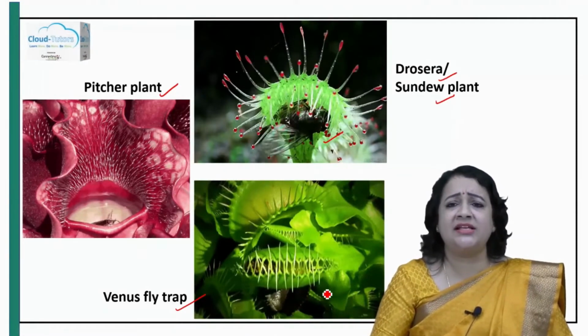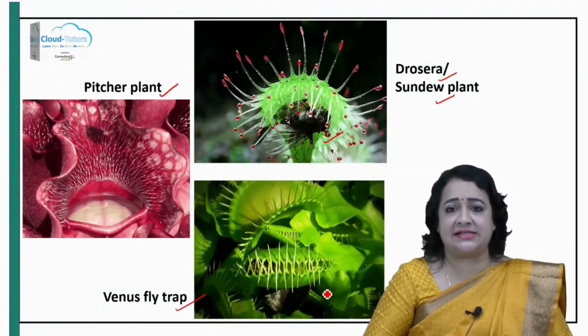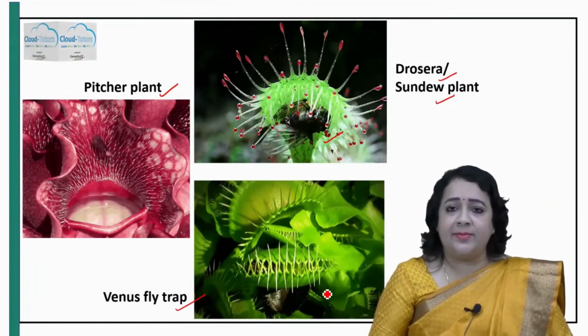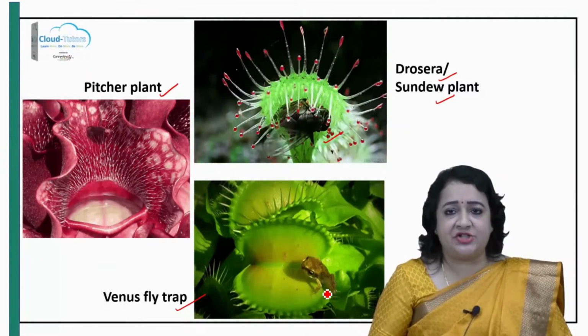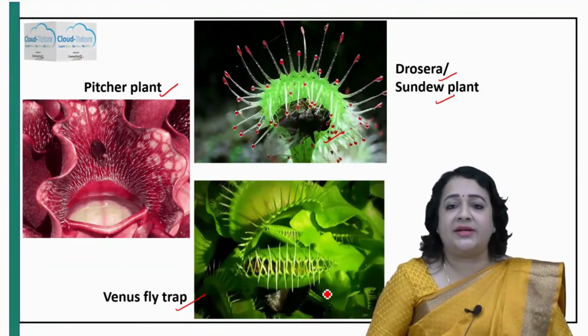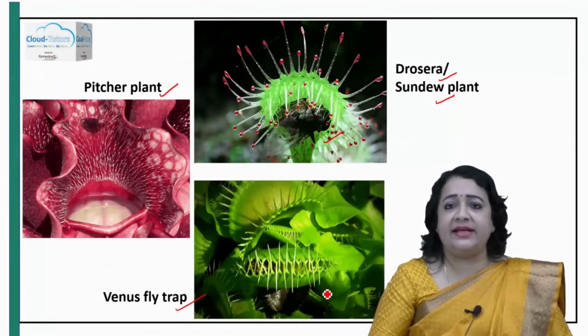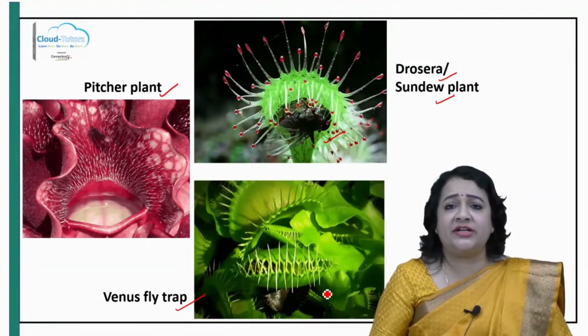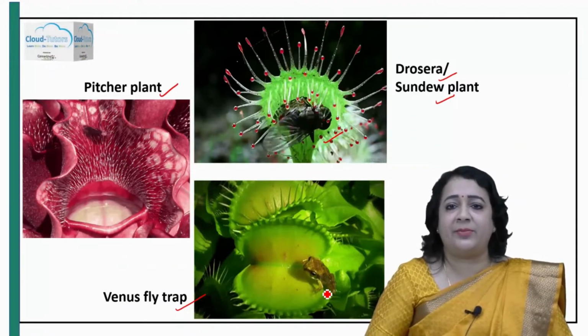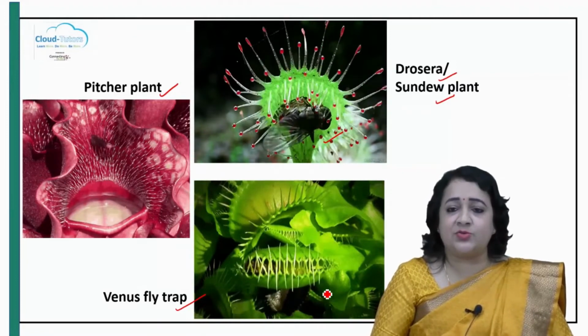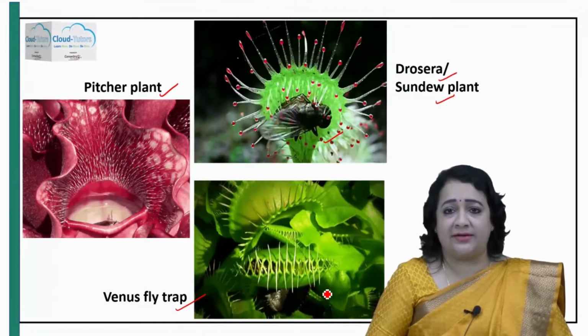So why are these plants trapping the insects? That is because they perform photosynthesis, but nutrients like nitrogen are not present in the soil where they live. So the nutrients which are deficient in the soil where they live, they obtain it from trapping the insects. So that is why they are called insectivorous plants.